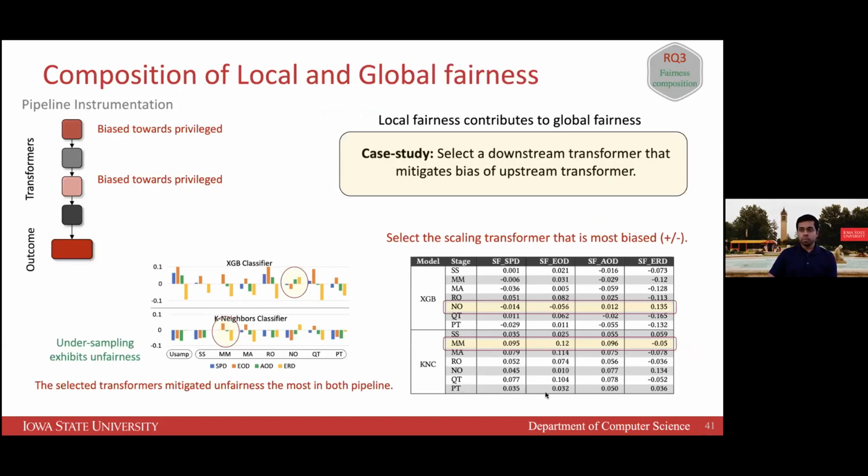Okay, so especially in RQ3, we showed that local fairness, which is basically fairness of a stage, contributes to the global fairness. To illustrate this further, suppose this is the pipeline, and these two red stages are biased towards group A, such as male, making the whole pipeline unfair. Now, what if we replace this one with another stage that is biased towards group B, such as female? Our case study shows that based on our stage specific evaluation, we can instrument the pipeline to mitigate this bias.